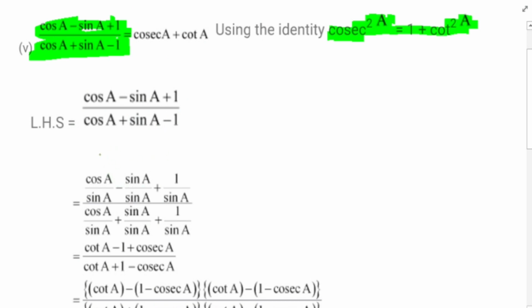Dividing by sin A to the numerator as well as to the denominator. So we will get cos A divided by sin A minus sin A divided by sin A plus 1 divided by sin A, whole divided by cos A divided by sin A plus sin A divided by sin A minus 1 divided by sin A.